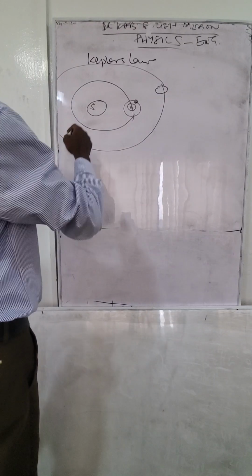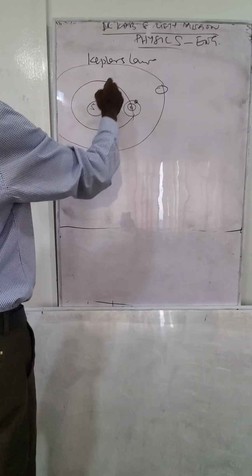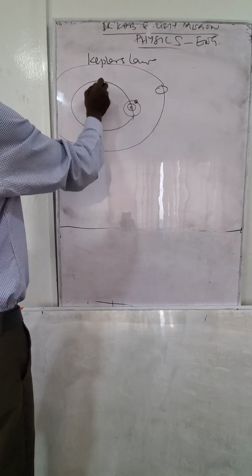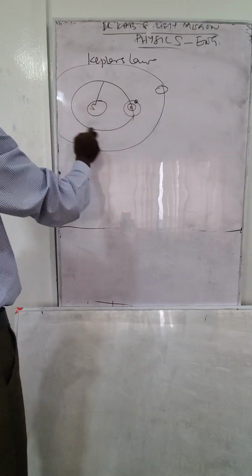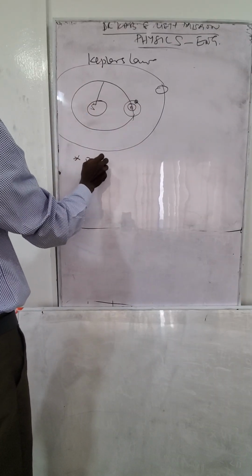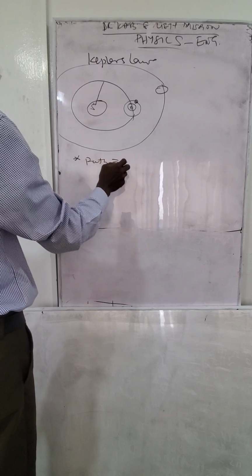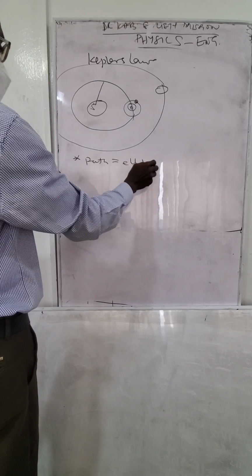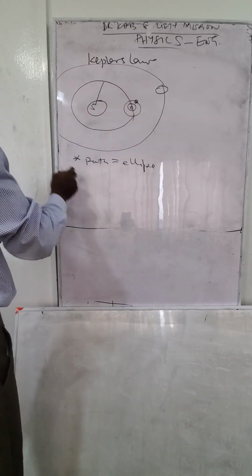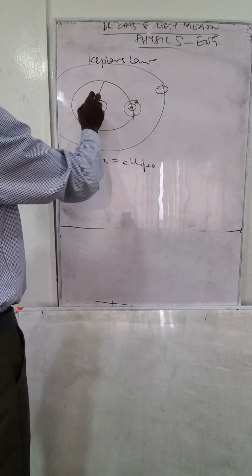So the conclusion was that for all the heavy bodies, interactions with the sun, the first point is they all describe a path. The path that is described is what? Ellipse. So it's like an egg, ellipse. And then the second point is the distance.